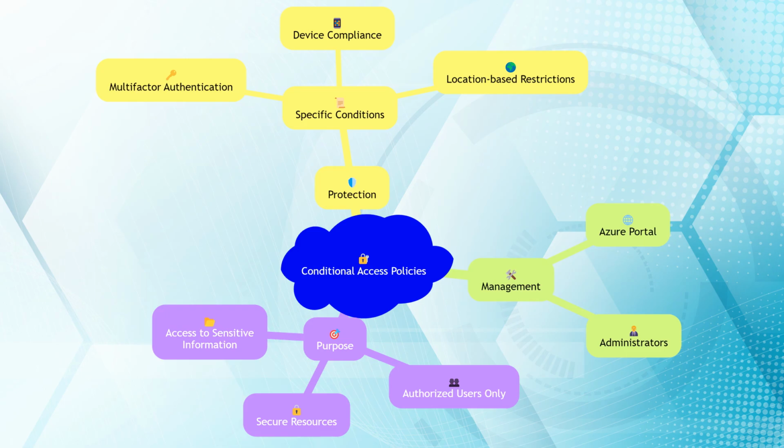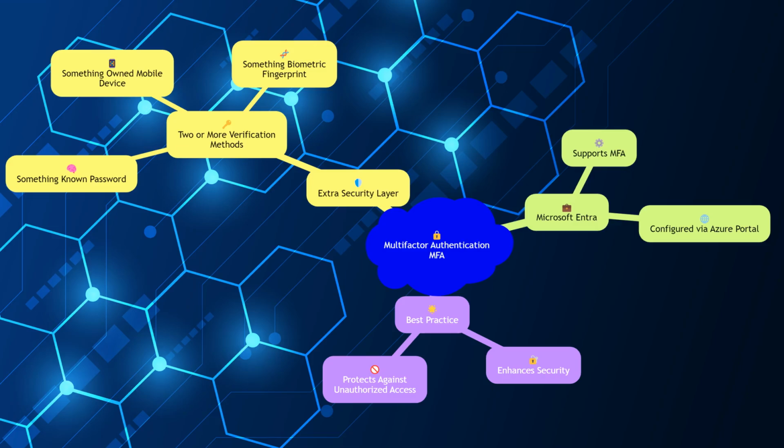Multi-factor authentication, MFA, adds an extra layer of security by requiring users to provide two or more verification methods before accessing resources. This can include something the user knows, a password, something the user has, a mobile device, or something the user is, biometric verification. Microsoft Entra supports MFA, and administrators can configure it through the Azure portal. Enforcing MFA is a best practice for enhancing security and protecting against unauthorized access.